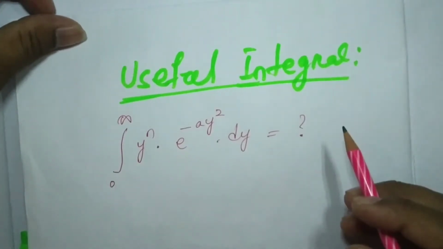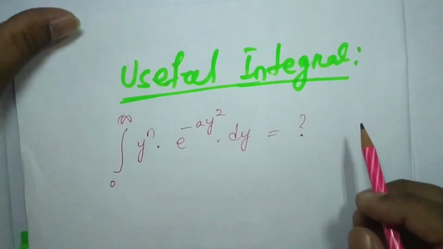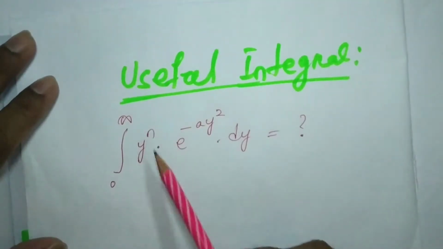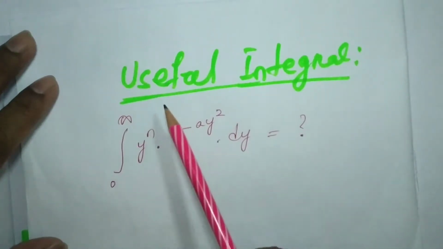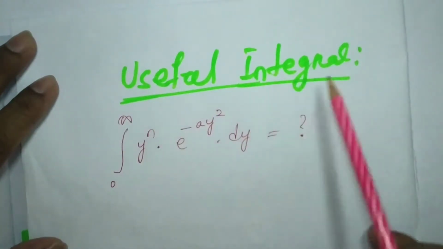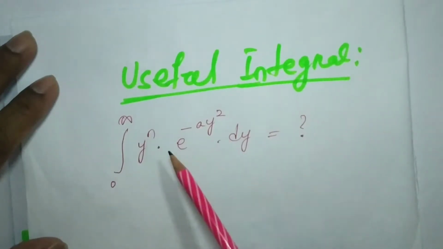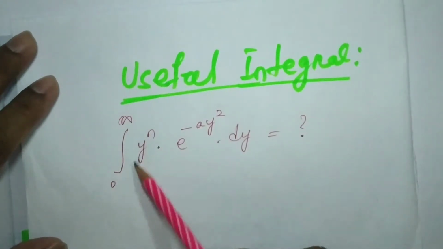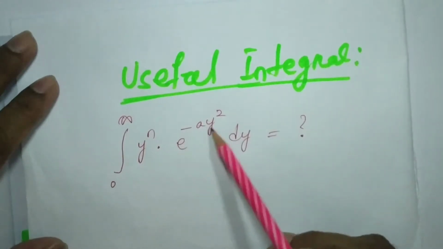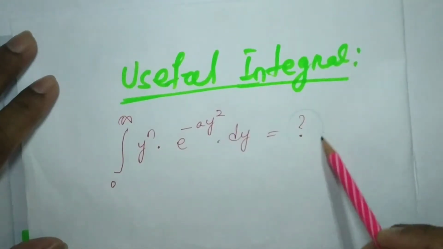This is one special video in which we have to discuss this integral. I have written that useful integral, that means the integral from 0 to infinity of e to the power n into y to the power n into e to the power minus a y square dy. Then what will be its value?